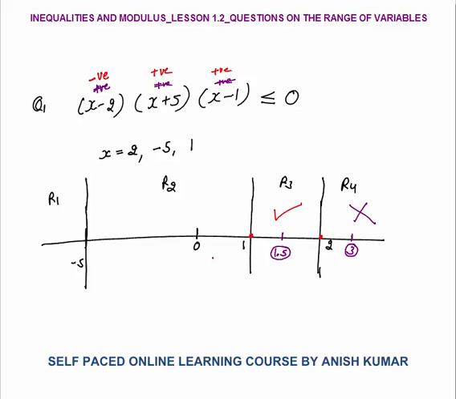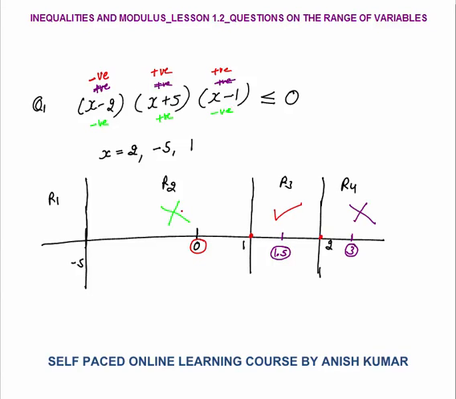Now check this region, minus 5 to 1. Put 0. I am checking this 0. Once you check 0, what will come? For 0, this is negative, this is positive, this is negative. Negative into positive, the final answer will be positive, and the product will be more than 0. But we want the product to be less than or equal to 0. So it won't be satisfying. So this region will also not satisfy.